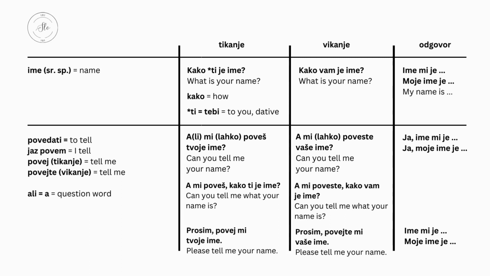Alternatively, we can also ask ali mi lahko poveš tvoje ime? Or ali mi poveš tvoje ime? Or a mi poveš tvoje ime? Ali is a question word. You can say either ali or a. So you can say a mi poveš tvoje ime?